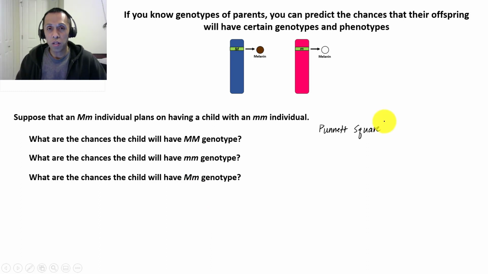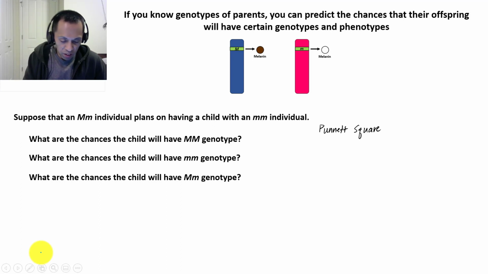And basically what a Punnett square is, it's a chart that you can set up that will let you visualize all the possibilities as far as what the potential offspring could have for genotypes and phenotypes, based off what alleles you would expect to find in the reproductive cells of the two parents. So let's do this.